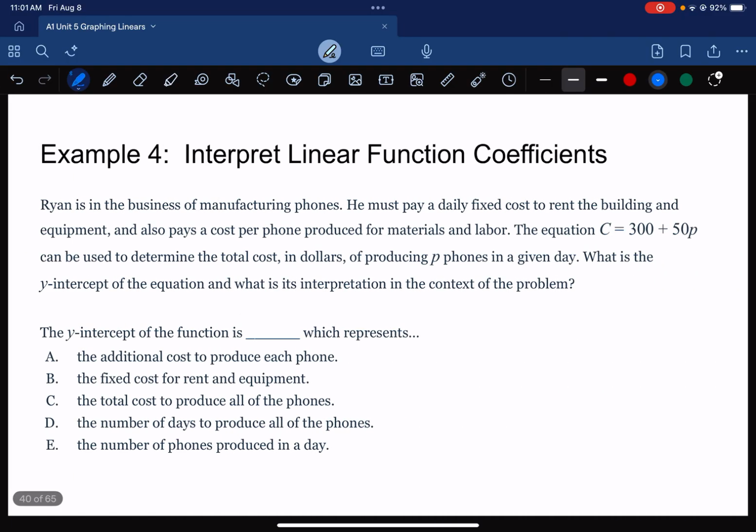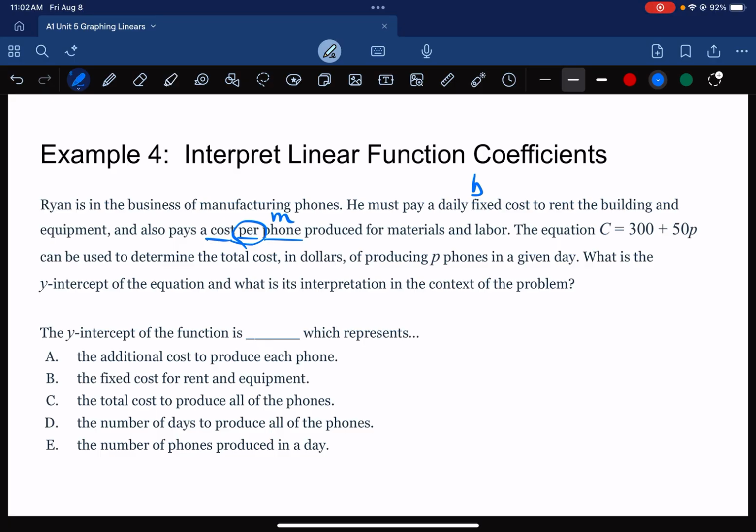Let's look at this in action here. It says Ryan is in the business of manufacturing phones. He must pay a daily fixed cost to rent the building. What does that sound like? Hopefully that sounds like the B value to you. And also pays a cost per phone. That word per usually tells me it's slope. Okay, so if you see per, it's comparing cost to phones. All right, and that's that rate of change that we're looking for, that slope.